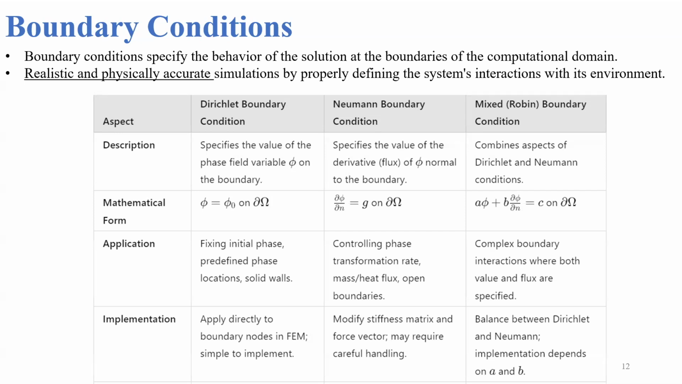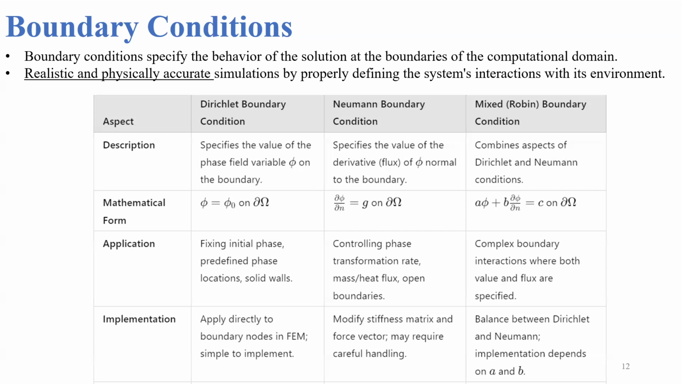There can be Dirichlet type, Neumann type, or mixed type boundary conditions. In Dirichlet type, you specify the value of the phase field variable on the boundary, given by phi equals phi 0 on the domain. However, in Neumann, we not just fix phi, but the gradient of phi is also specified. And in the mixed boundary condition, as you can imagine, both phi and del of phi are applied as conditions. And the applications are quite trivial.